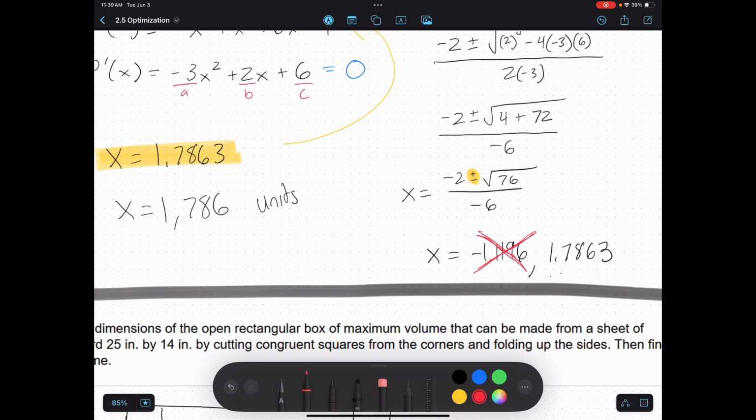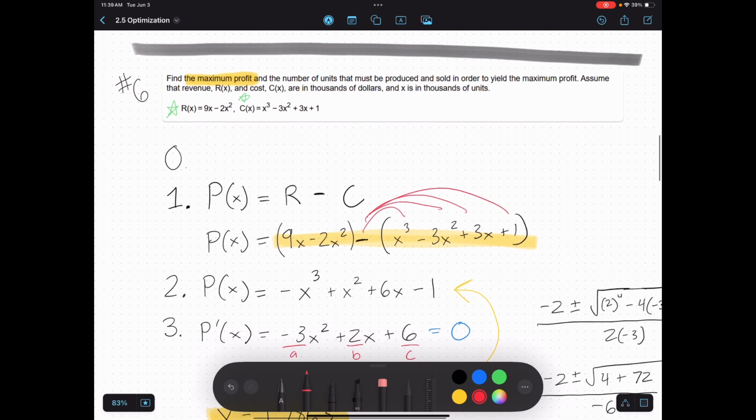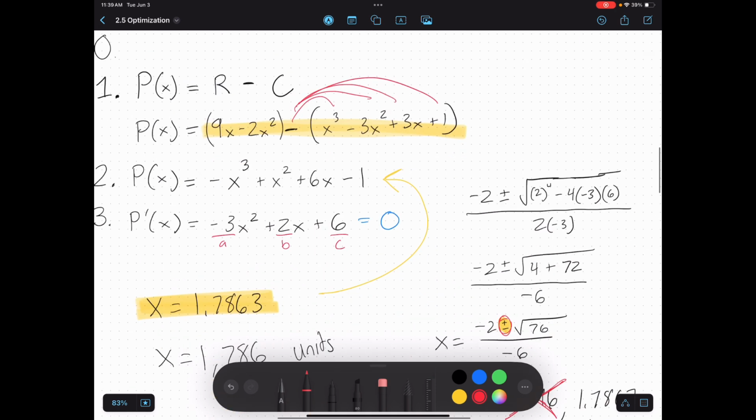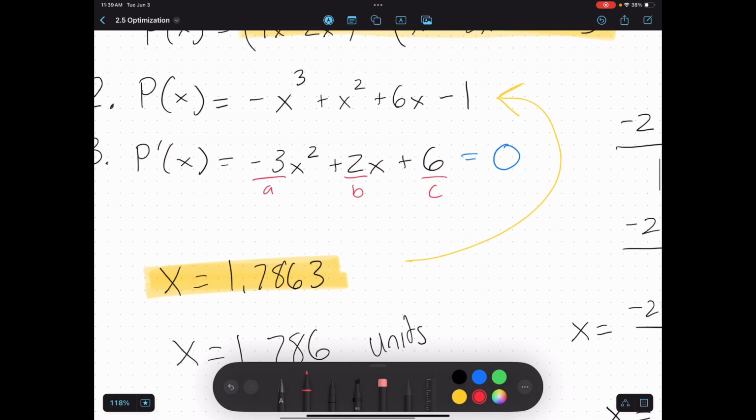I should be getting 2 answers, right? Because of the plus minus. I highlighted it, but I'll circle it again. I should be getting 2 answers. But you'll notice I've already crossed one out. Why can I cross out negative 1.1196? Well, because it's negative. What does x represent again? x is the number of units that you're producing. I don't want to produce negative units. So I can go ahead and cancel that one out, which is leaving me with just one answer, 1.7863. And that represents the number of units I'm going to produce.